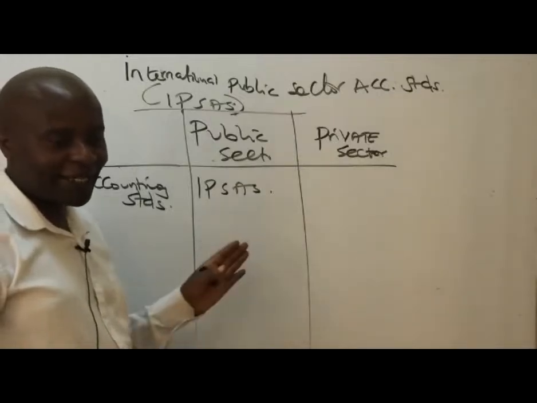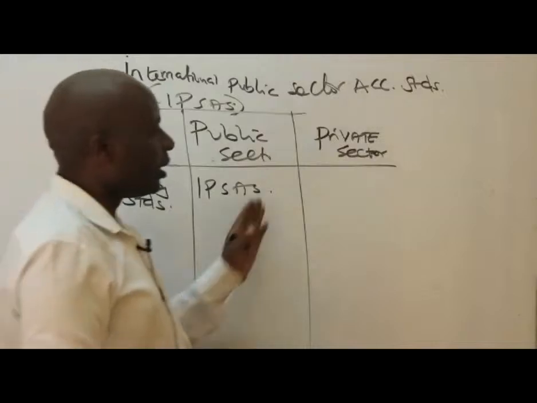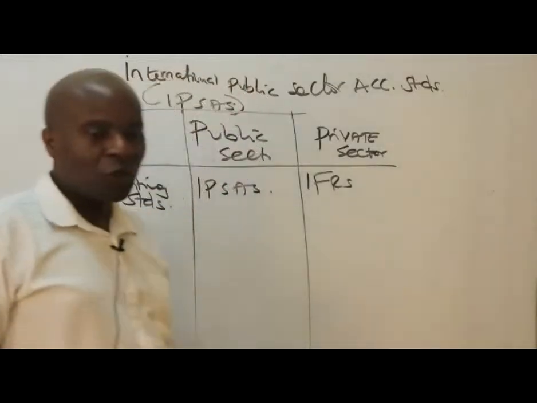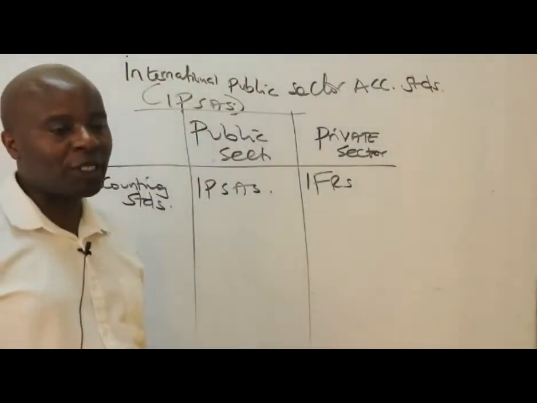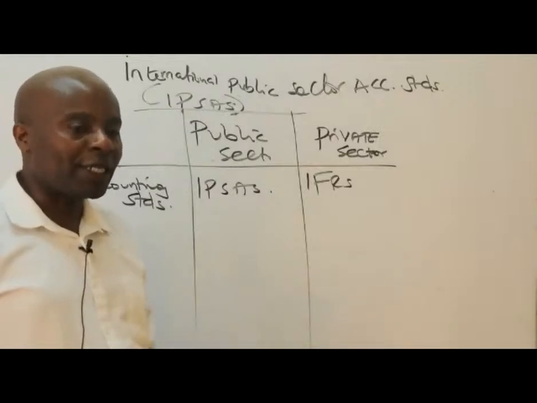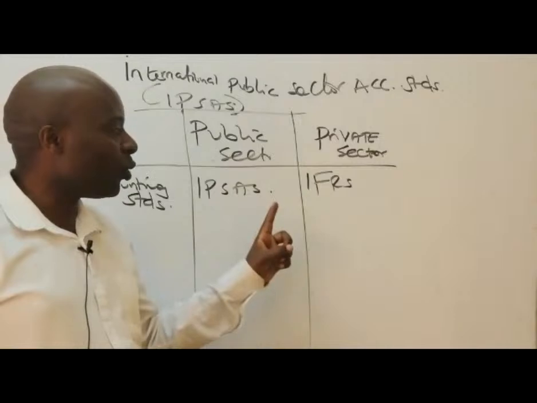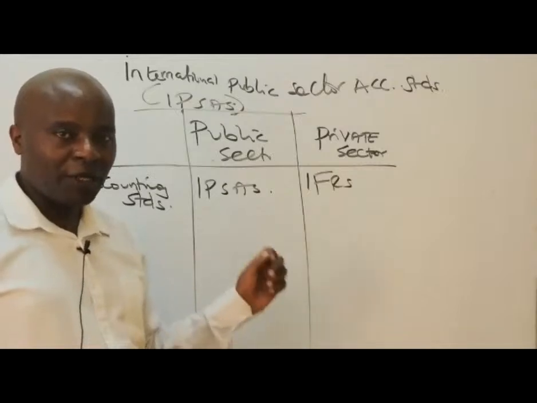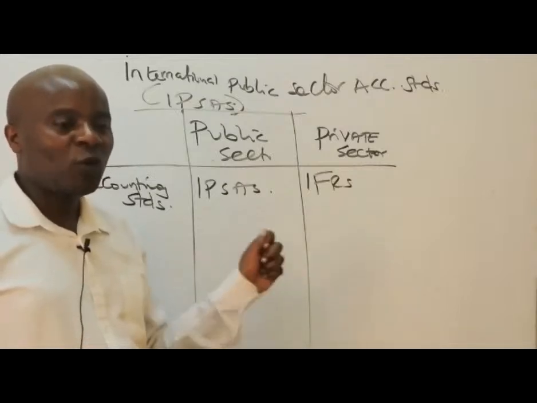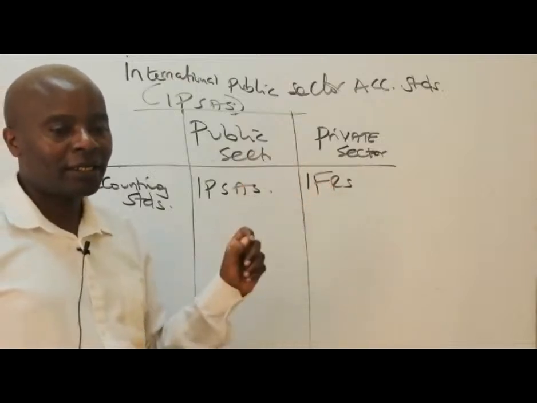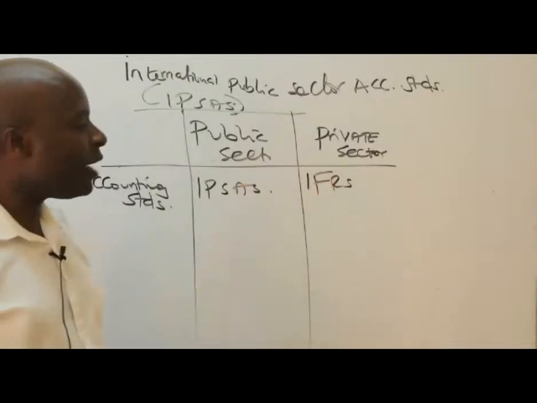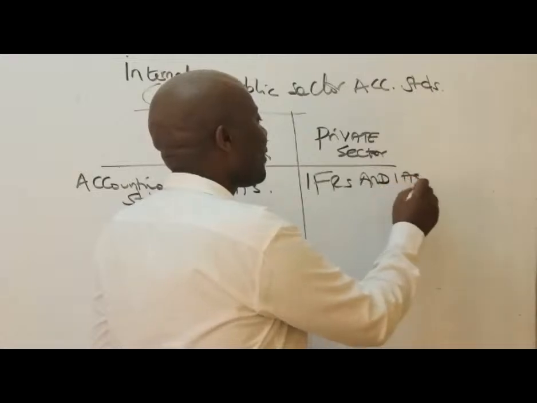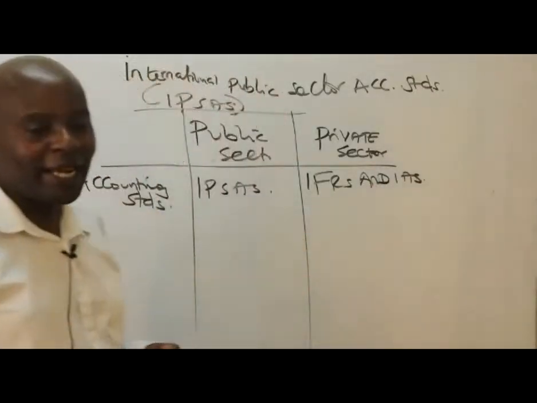How about private sector? Private sector, ladies and gentlemen, companies which are in the private sector normally use what we call IFRS to prepare financial statements. IFRS stands for what here? International Financial Reporting Standards. Standards which are normally used by those companies in the private sector. It's either they make use of IFRS, or they make use of IFRS and IAS. IAS stands for what?